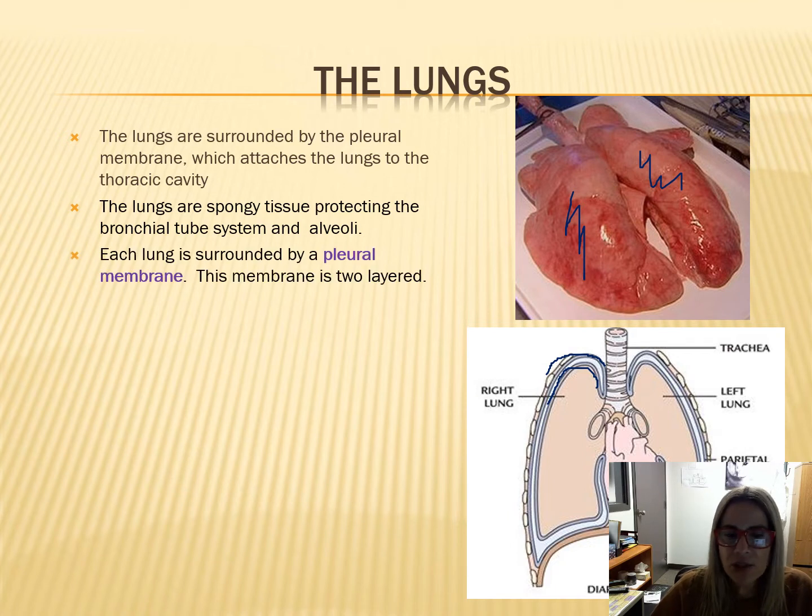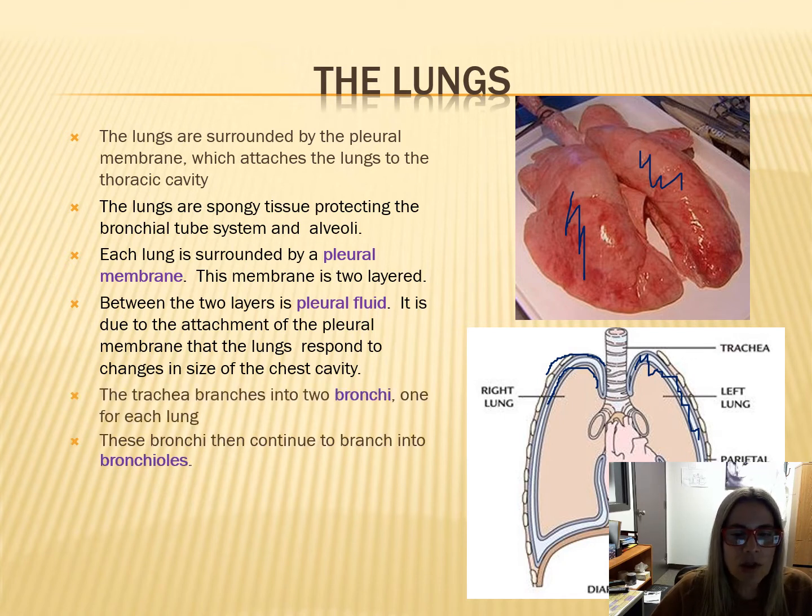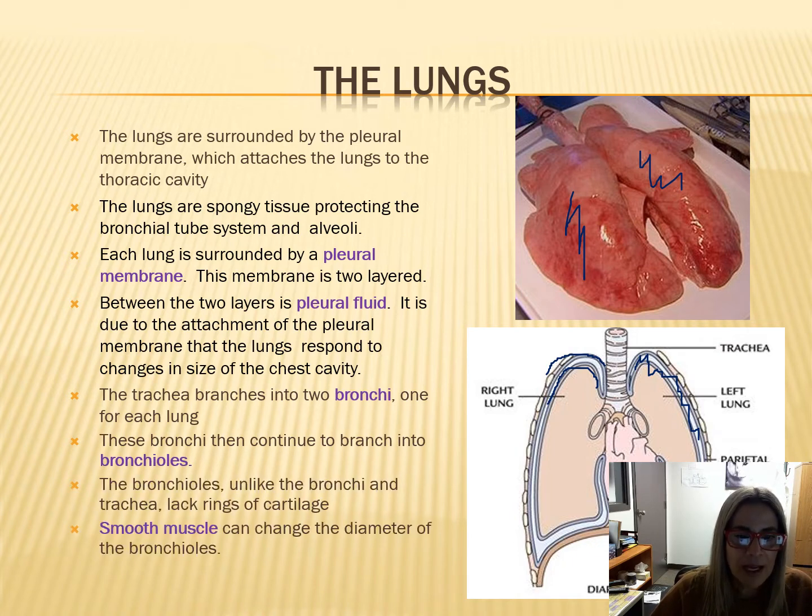And each lung is surrounded by those pleural membranes, and inside that pleural membrane is what we call pleural fluid. You can see the lighter blue area in between those two membranes, and that's pleural fluid. What the pleural fluid actually does is it offers protection, and it also offers cushioning to protect the lungs.